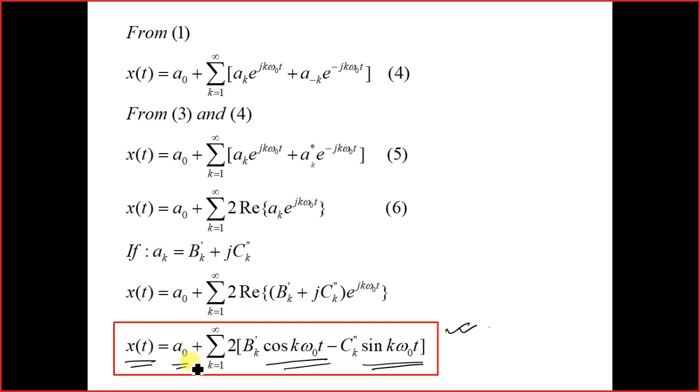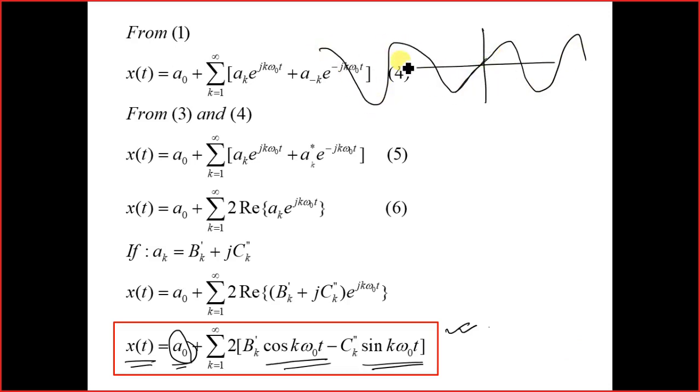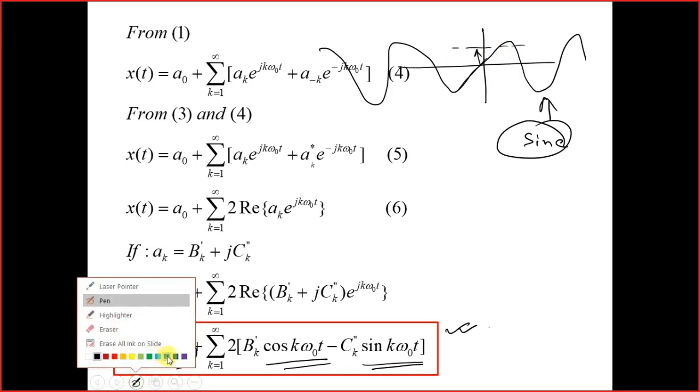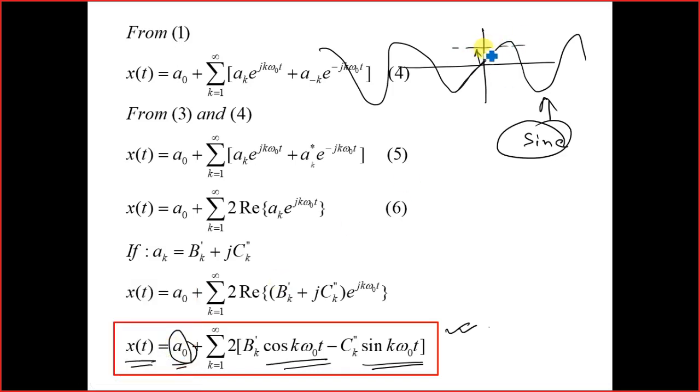And what does this A0 say? A0 says that suppose there is a DC shift. Let us take this example, this sinusoid. For this sinusoid, we can see it is a sine wave signal. Now, if somehow this sinusoid has a DC shift to a particular level, say over here, our signal would look something like this.